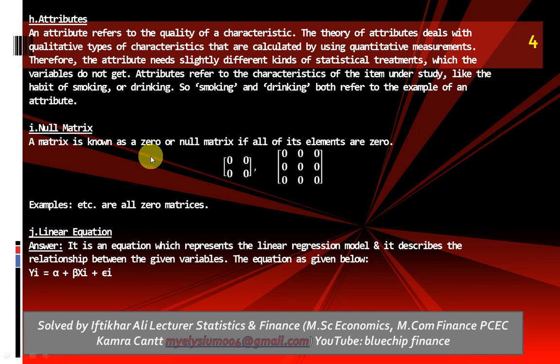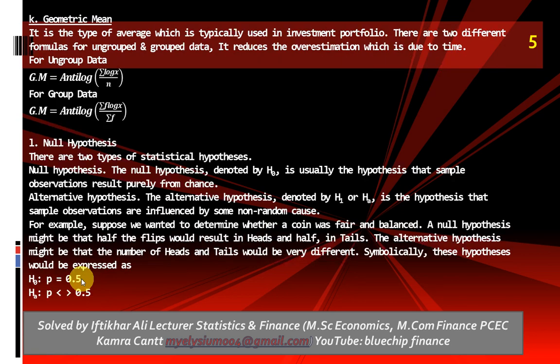Linear equation. It is an equation which represents the linear regression model, and it describes the relationship between the given variables. The equation is given below. You can consider this, or you can say that y hat equals alpha plus beta x, in which alpha is considered as an intercept and beta is considered as slope.